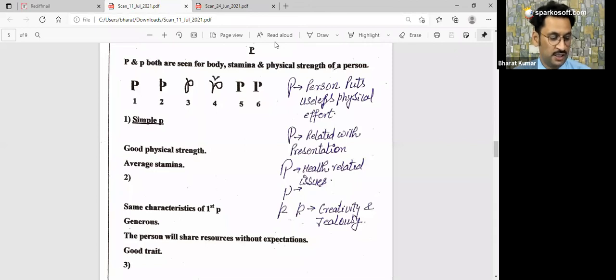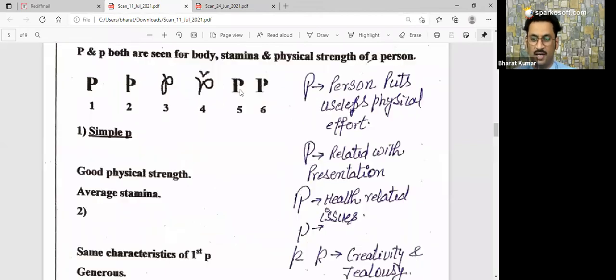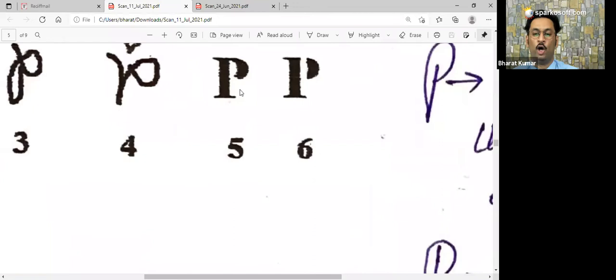Is this clear? Now, how many of you use type 5 of P? The lower loop is open. Check. In the fifth kind of P, the lower loop is open.